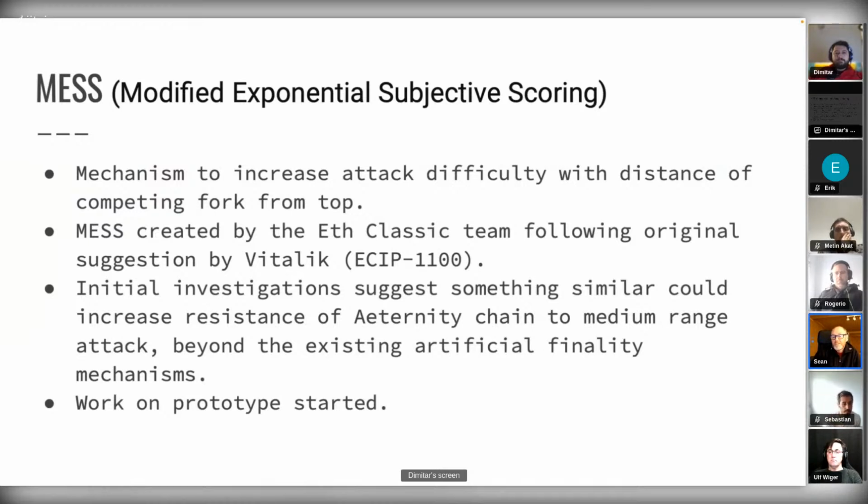In addition to the existing artificial finality mechanisms that we have in place to protect against this, we think we can probably do more. This seems like a good one. We've done some initial investigations and started work on a prototype. During this quarter, we hope to see exactly how and in what way something like this could be applicable to the Eternity chain. So that's ongoing work.